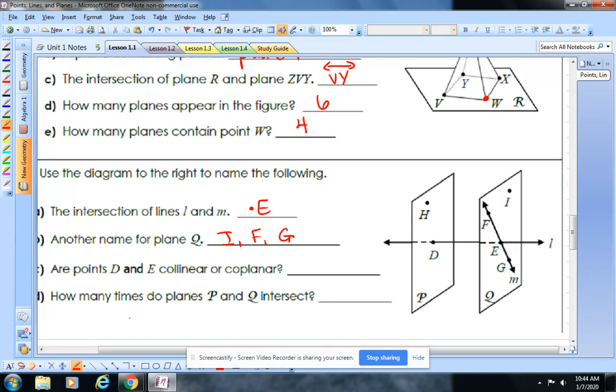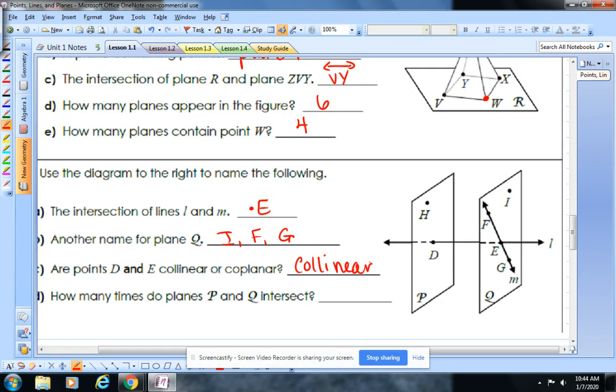Problem C. Are points D and E collinear or coplanar? What do you think? Collinear. They are definitely not the same plane, are they? But they are both on that line L that goes through both planes, right? So collinear.